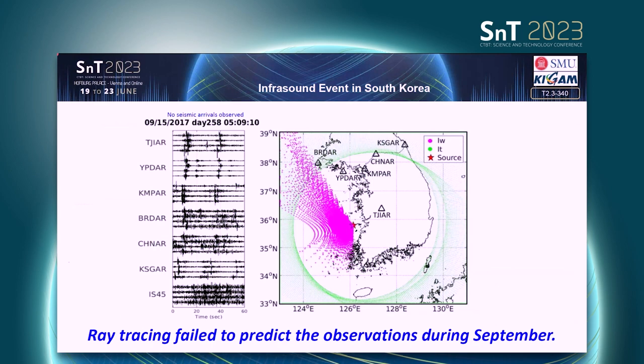G2S ray tracing doesn't support any observation during this time period because this is a transition time from summer to winter. The stratospheric wind direction is very unstable and very weak at that time, so there's not much information from the G2S profile. We also documented this happening for a 2017 explosion in September. So personally, I don't trust predictions of the observations during this time period.